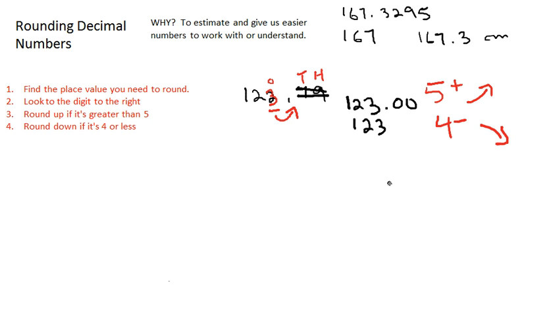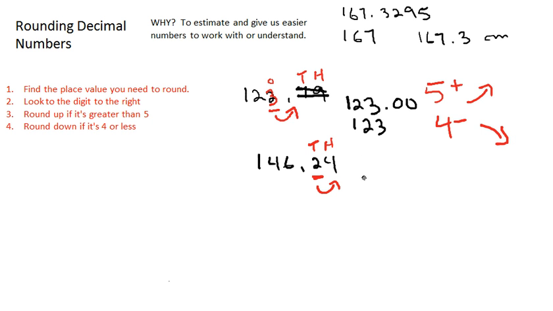Let's say I wanted to round another height. Let's say Logan was 143.46 centimeters, and let's say I wanted to round it to the nearest tenth. I want to be a bit more specific this time. So let's find it, hundredths, tenths, right here. I underlined the 2, and I look to the right, and I notice, oh, it's 4 or less. So I'm going to round down.